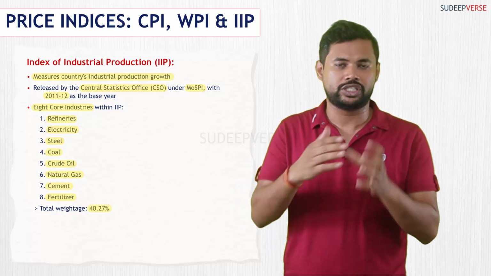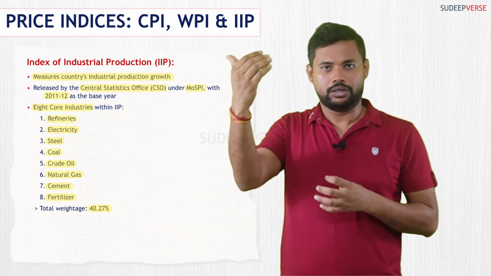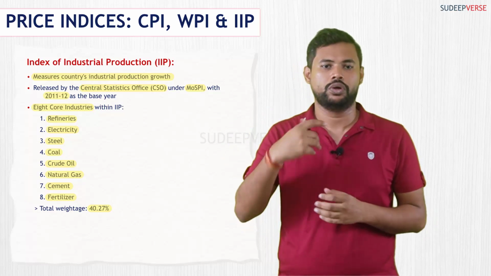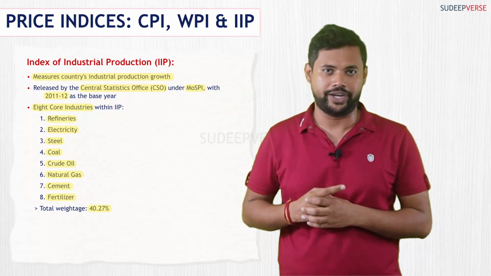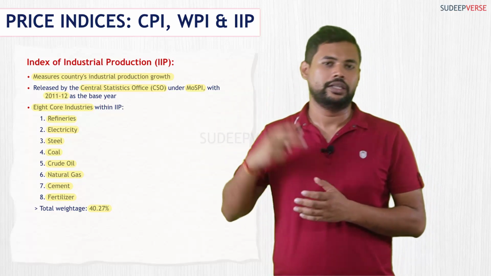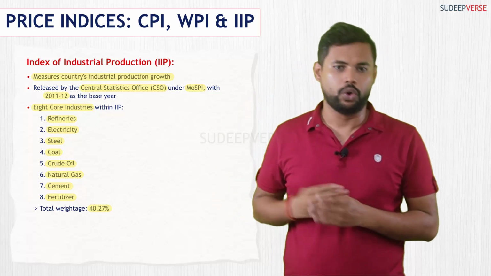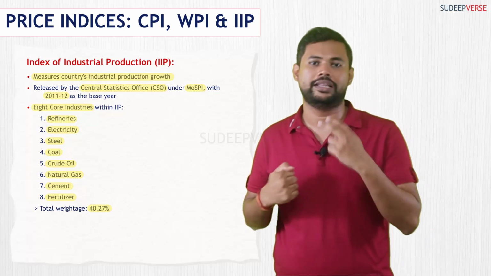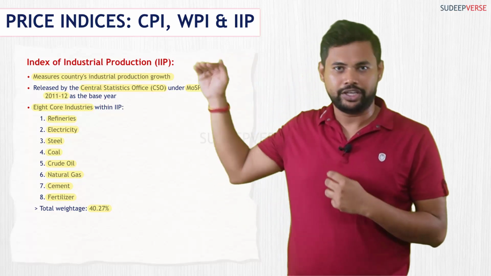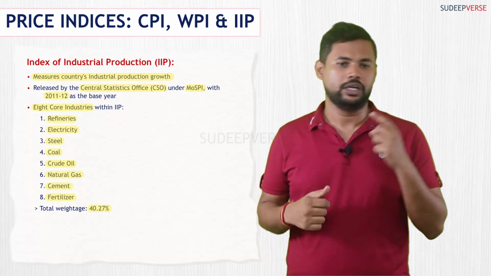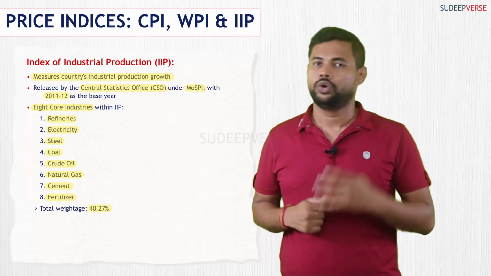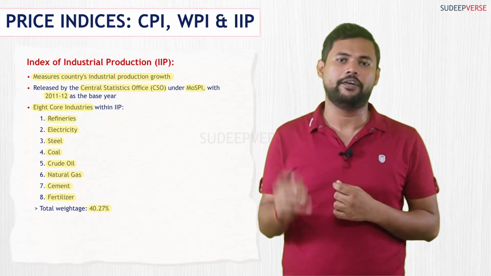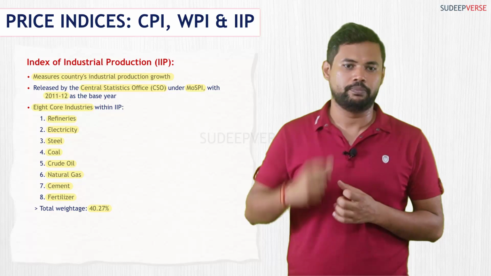Now I will tell you these 8 core industries in descending order of weightage. One, you have refineries, which has the highest weightage. Then you have electricity, then steel, then coal, then crude oil, then natural gas, then cement, and then fertilizer. So from the highest to the lowest, we go as refineries, electricity, steel, coal, crude oil, natural gas, cement, fertilizer. These are the 8 core industries that have the total weightage of 40.27%.